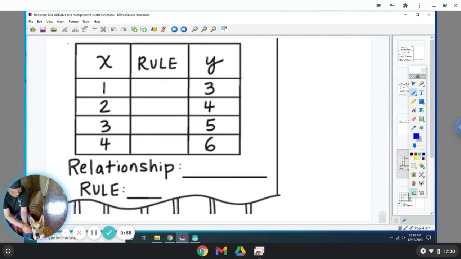When x is 1, y is 3. When x is 2, y is 4, and so on. So I can see that every time they're adding 2, and I can go make sure this is true. So 1 plus 2 is 3, 2 plus 2 is 4, 3 plus 2 is 5, 4 plus 2 is 6. So the relationship is additive. And the rule, we can just write the equation: y is equal to x plus 2.